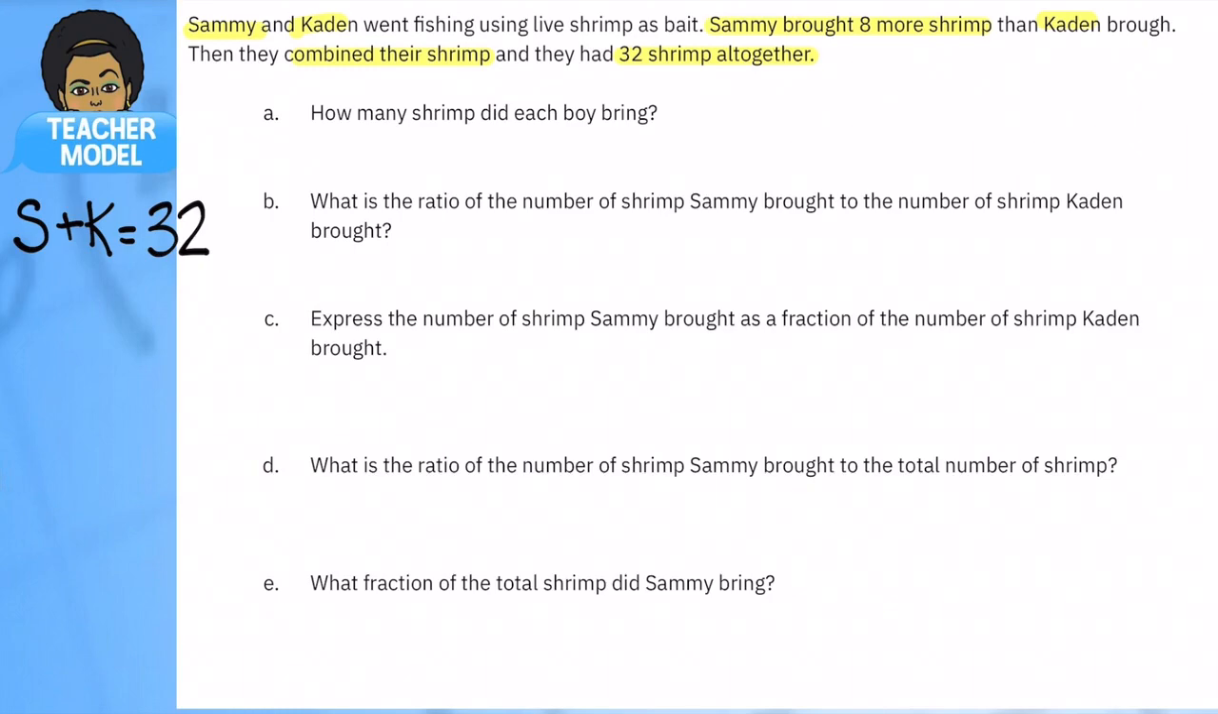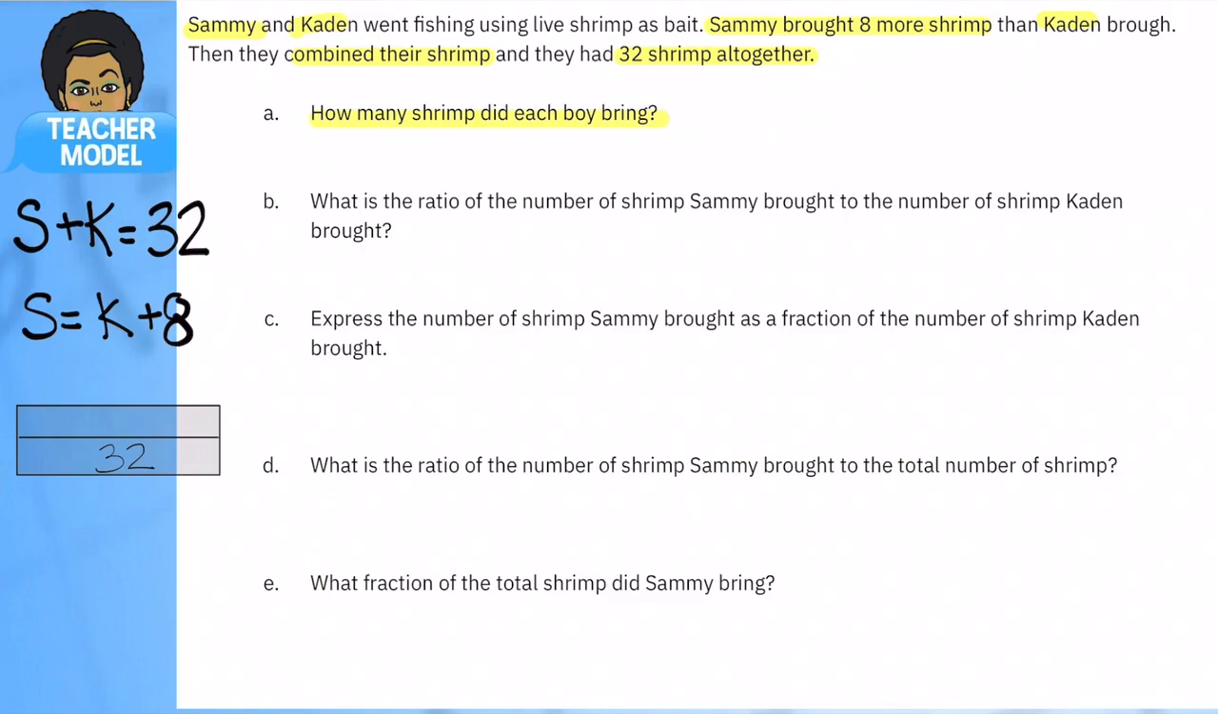So how would I represent that? Okay, Sammy has the same amount as whatever Caden has plus 8. Okay, so I'm just going to use this just for some thinking. And our first question is, and this is going to be the toughest one, so I want us to think about this one together. How much shrimp does each boy bring? Okay, so I want to just visualize this a little bit more. And I'm going to use this model to help us. Okay, and we know that together they both have 32 shrimp.